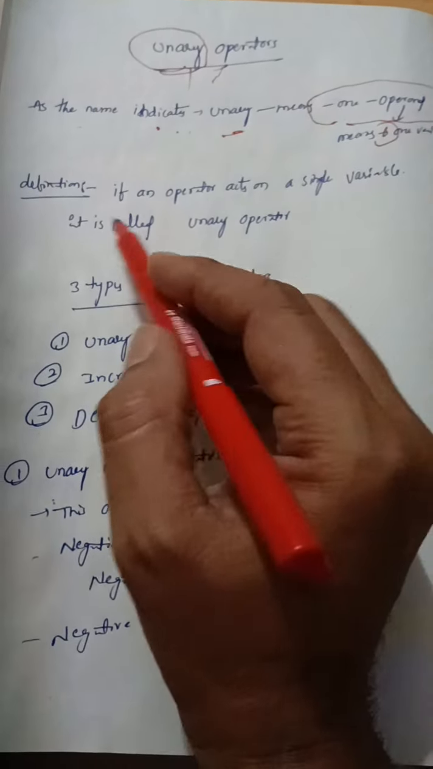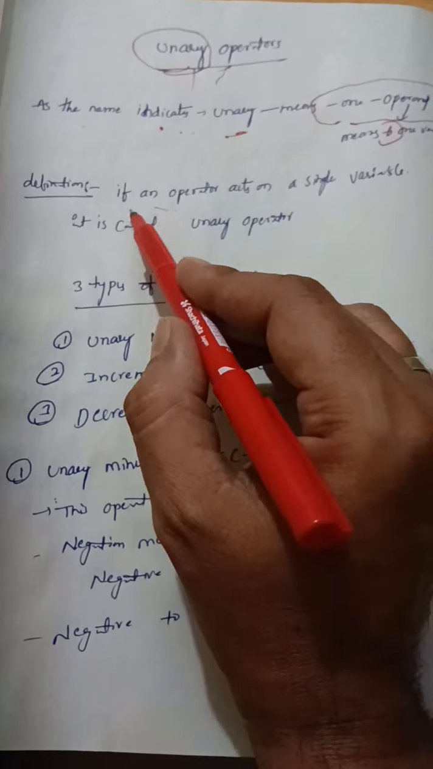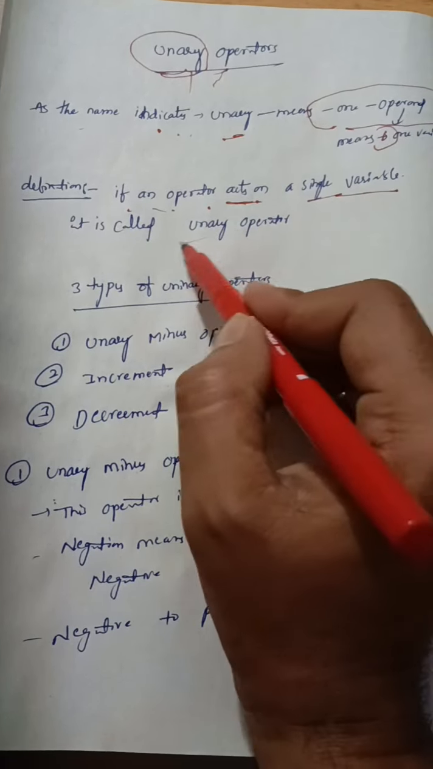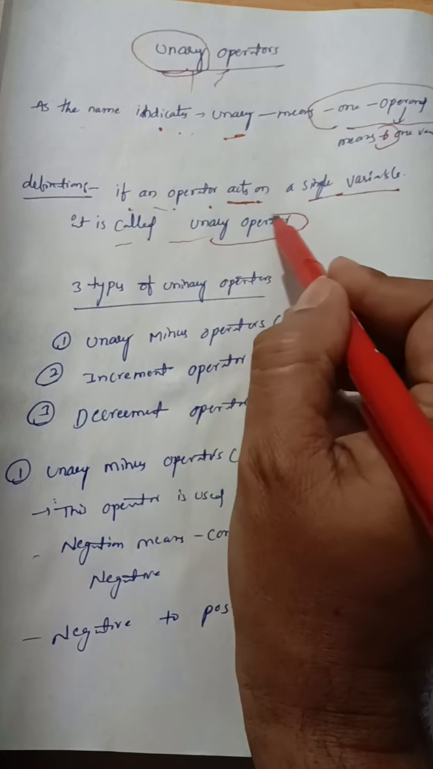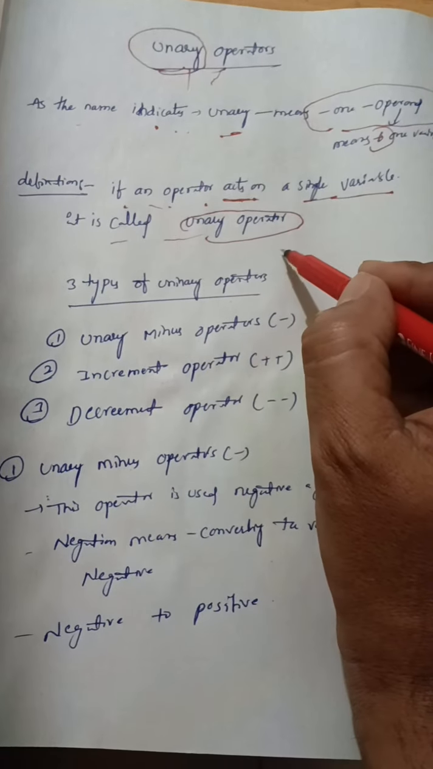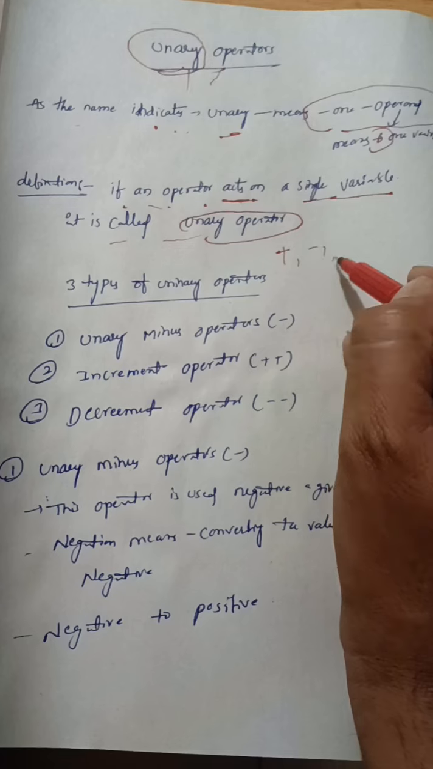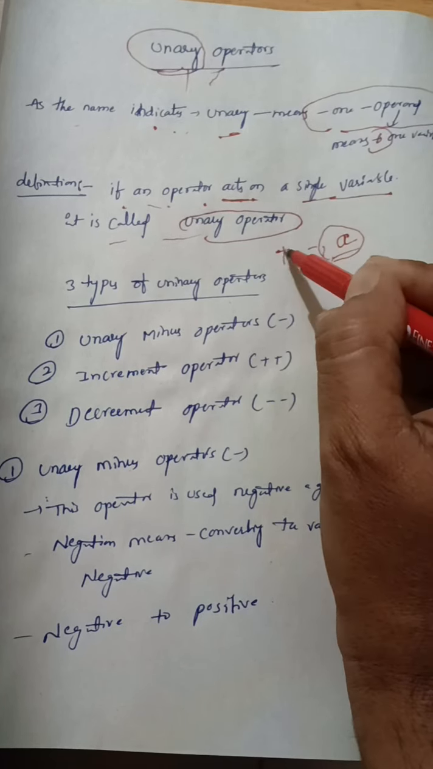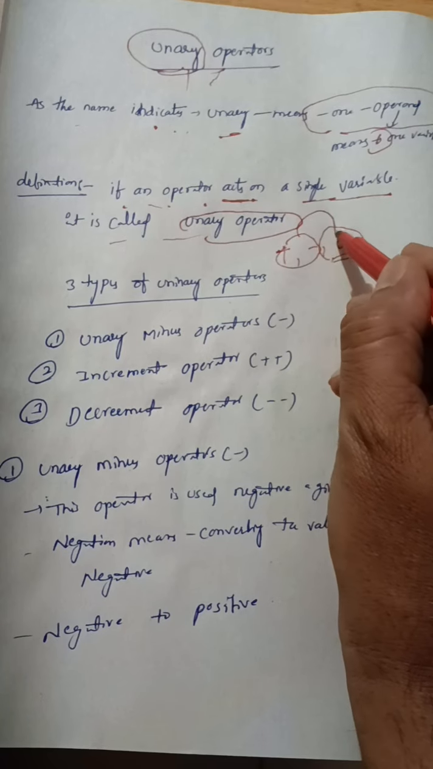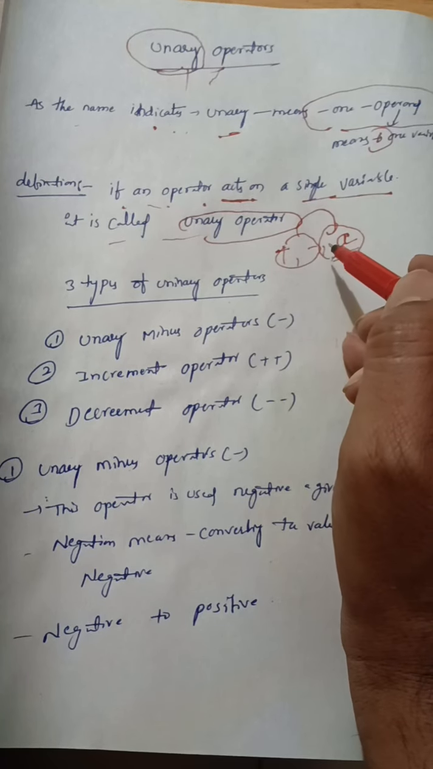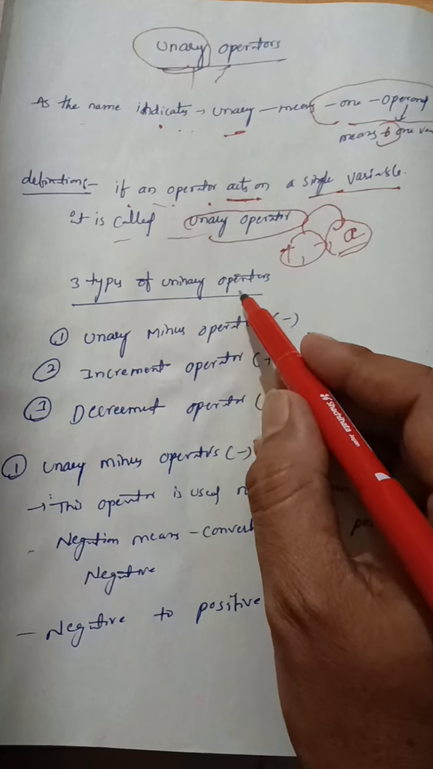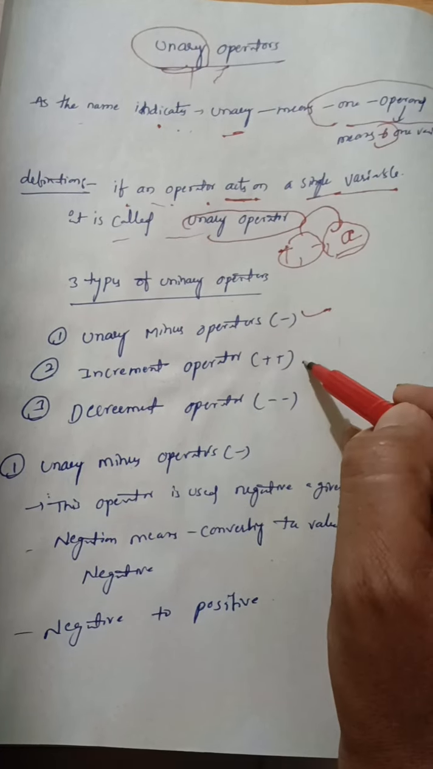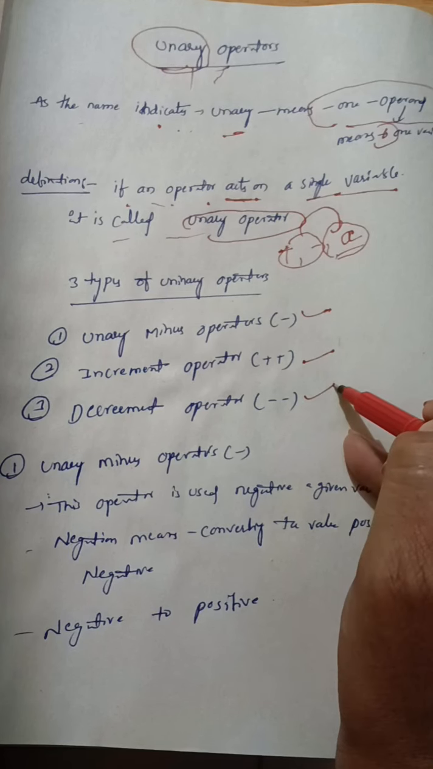What is the definition? If an operator acts on a single variable, this is called a unary operator. Suppose the operator is something like plus or minus, and it acts on a single variable a. This is called the unary operator. The unary operators are of three types: the unary minus operator, the increment operator and the decrement operator.